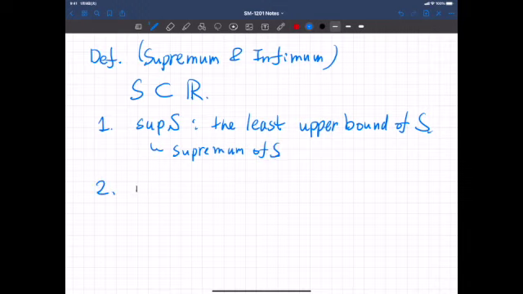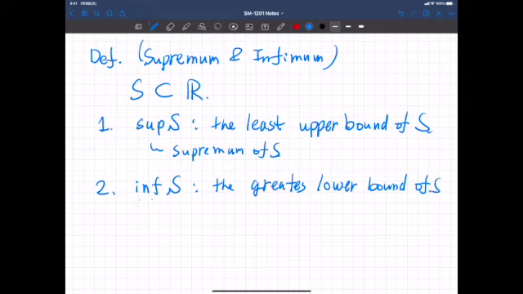And second, infimum of S. We write inf S. So this is the greatest lower bound of S. Of course, in this case, a lower bound must exist. Okay, otherwise we cannot define infimum. Okay, so this is infimum of S.